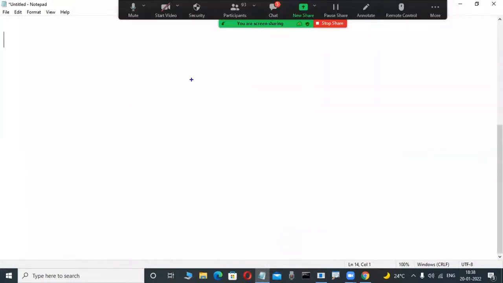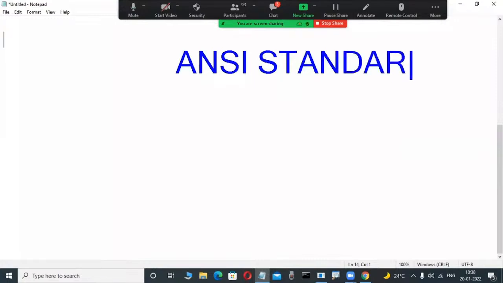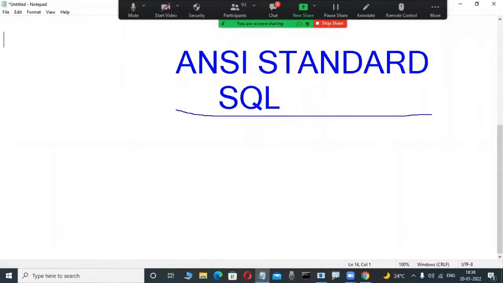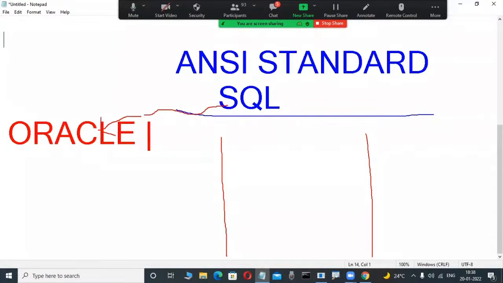Same here also. SQL is an ANSI standard language; the American National Standards Institute defines standards for the SQL language. This ANSI standard language is used to operate all relational databases. But from this ANSI standard SQL, Oracle Corporation created their own SQL, which is called Oracle SQL. That is important.